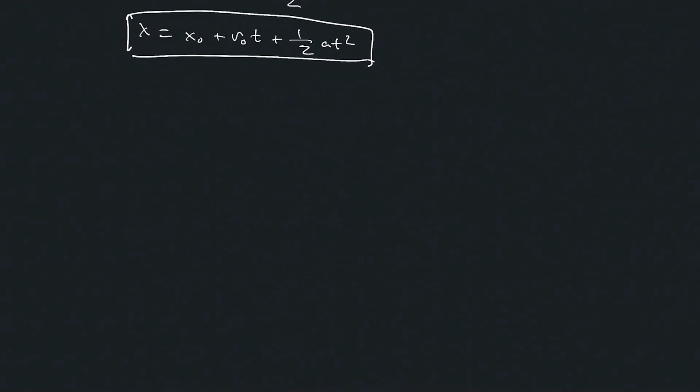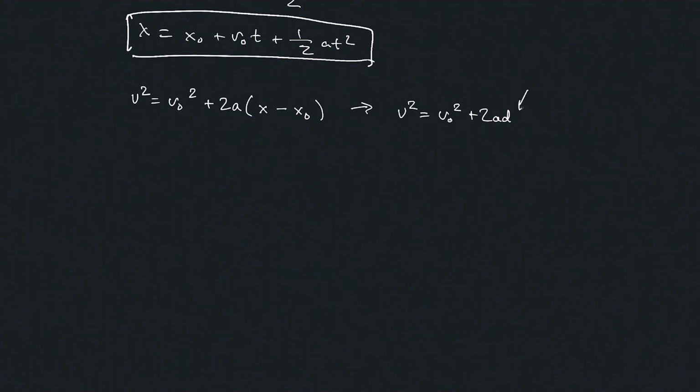Now for our fourth and last kinematic equation, final velocity squared is equal to initial velocity squared plus 2 times acceleration times the displacement, or final position minus initial position. I also like to just remember this as velocity squared equals initial velocity squared plus 2ad, for displacement. This makes it easier to remember for me personally.